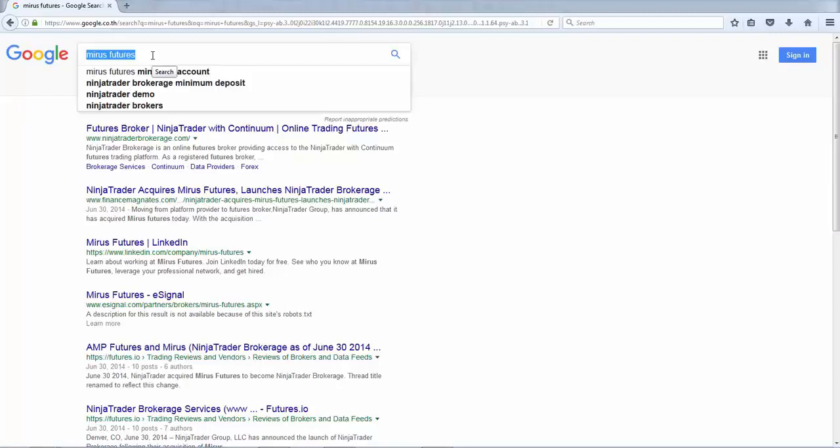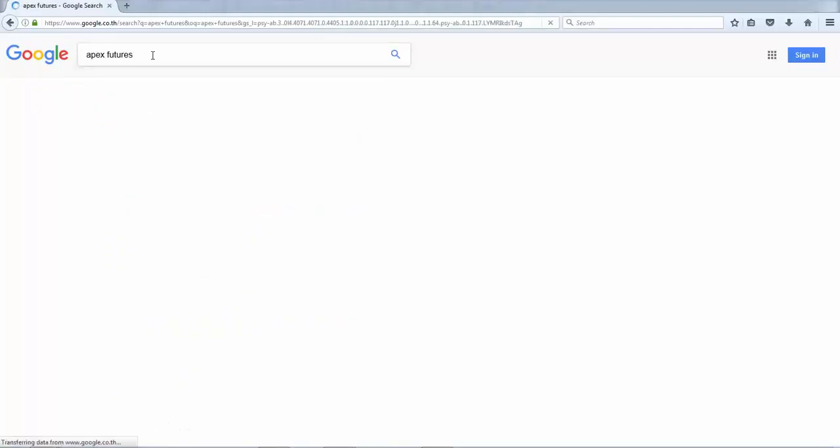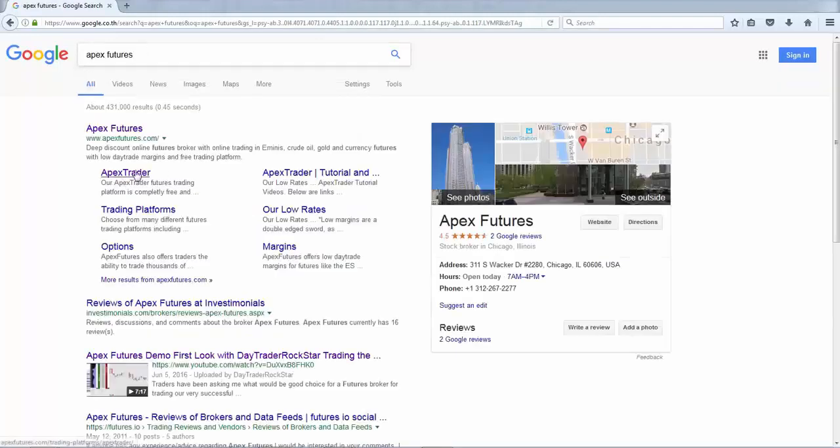If you want to use the same software as I'm using but do it for the cheapest price, I recommend Apex Futures. They have Apex Trader right there. It's the same exact software. You can see it right here. Same exact software as I'm using.